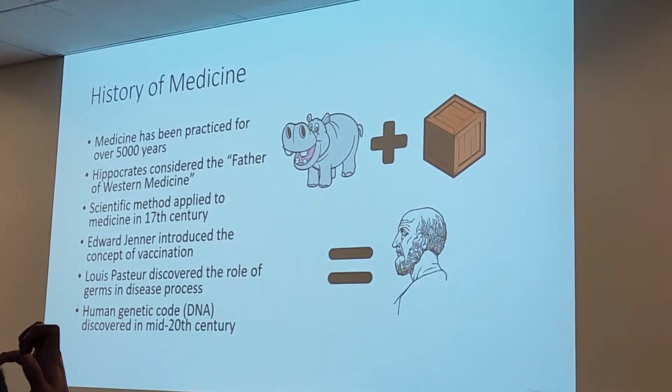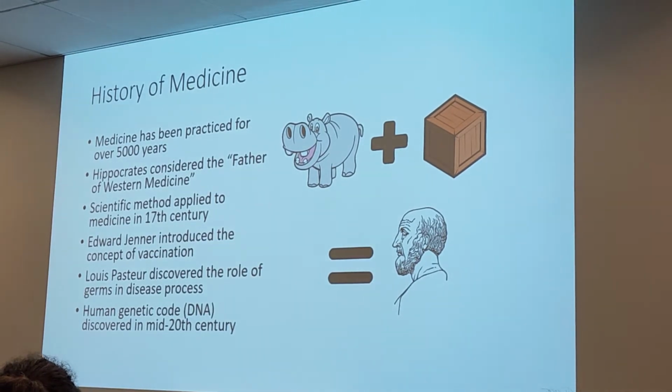A few important names throughout the history of medicine. We have Edward Jenner, who introduced the concept of vaccination. He was the one who first developed a vaccine to smallpox, using the less deadly variant, cowpox. We have Louis Pasteur, who discovered the role of germs in the disease process. Also, the gentleman who the process of pasteurization is named after, making your milk safer to drink.